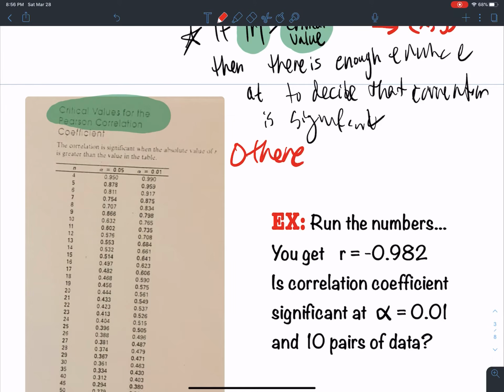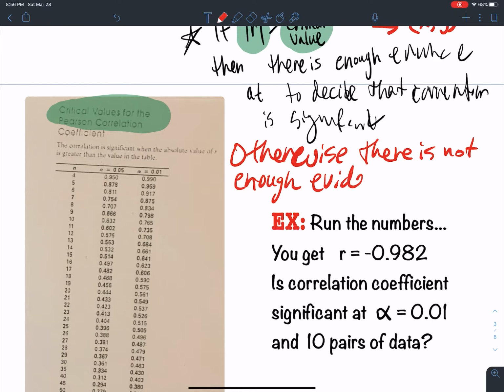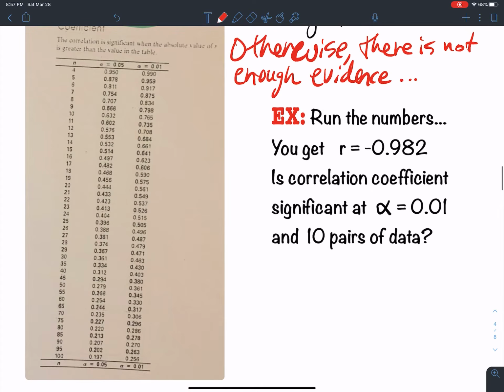Otherwise, there is not enough evidence to decide that the correlation is significant. So I'm going to run the numbers, and my calculator spits out this number right here, R equal negative 0.982. Is the correlation coefficient significant? Yes or no? Alpha 0.01, 10 pairs, n equal to 10.